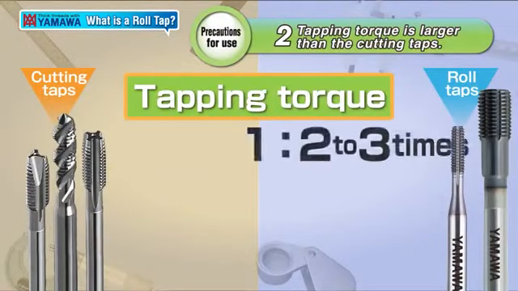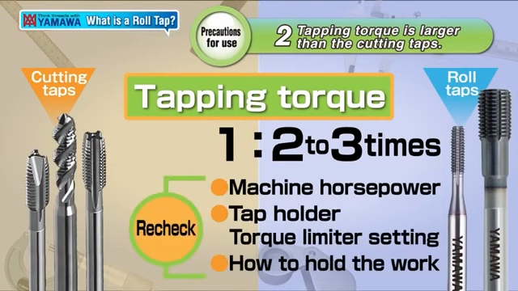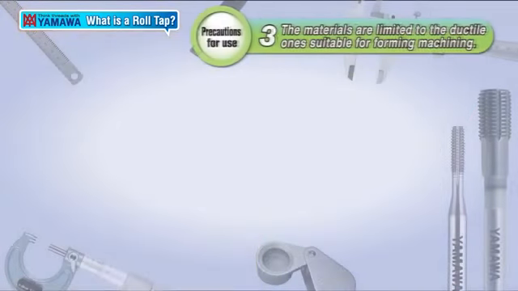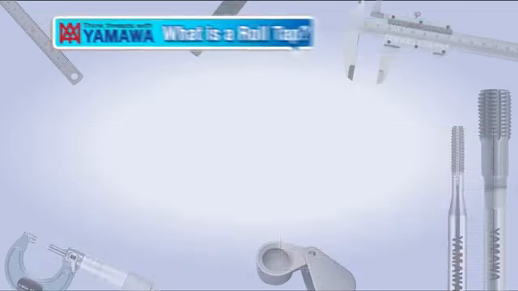Roll taps require 2 to 3 times more tapping torque than cutting taps. Therefore, it is necessary to use a machine with enough horsepower for this amount of torque. Roll form tapping can be used only for ductile materials that are easily deformed plastically. Cast irons, ductile cast irons, and high-hardness steels are not suitable for roll form tapping.